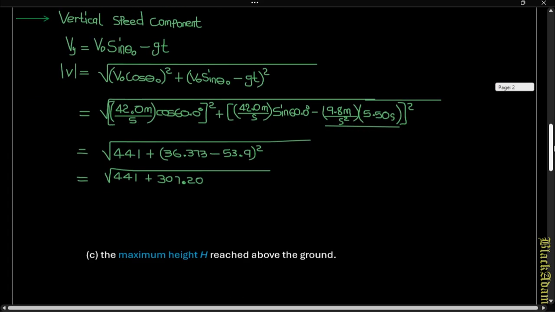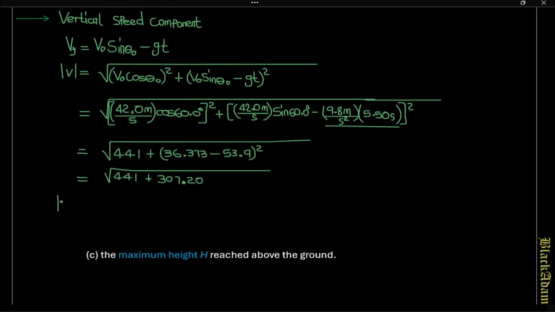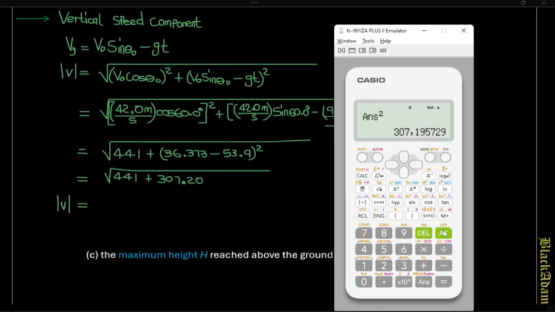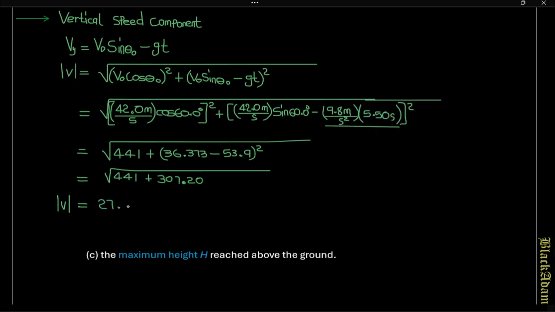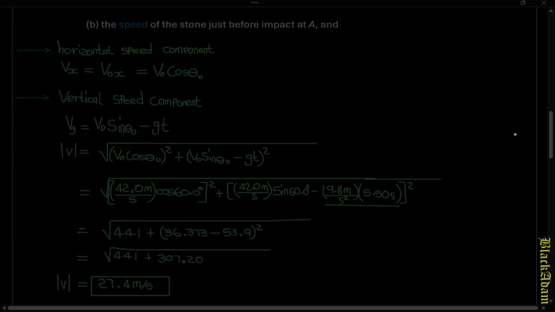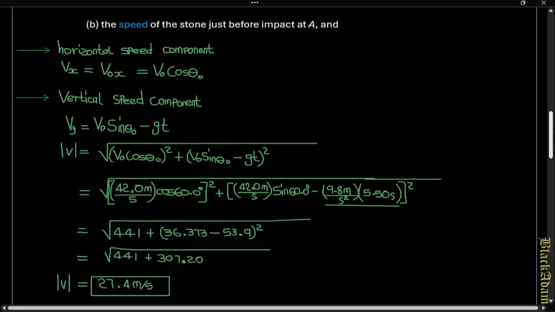that's going to be 307.20, and then from there we have initial speed v, so square root of 441 plus 307.20, square rooting that gives us 27.4 meters per second. So that's our answer for B. Okay, so we move on to the next question.